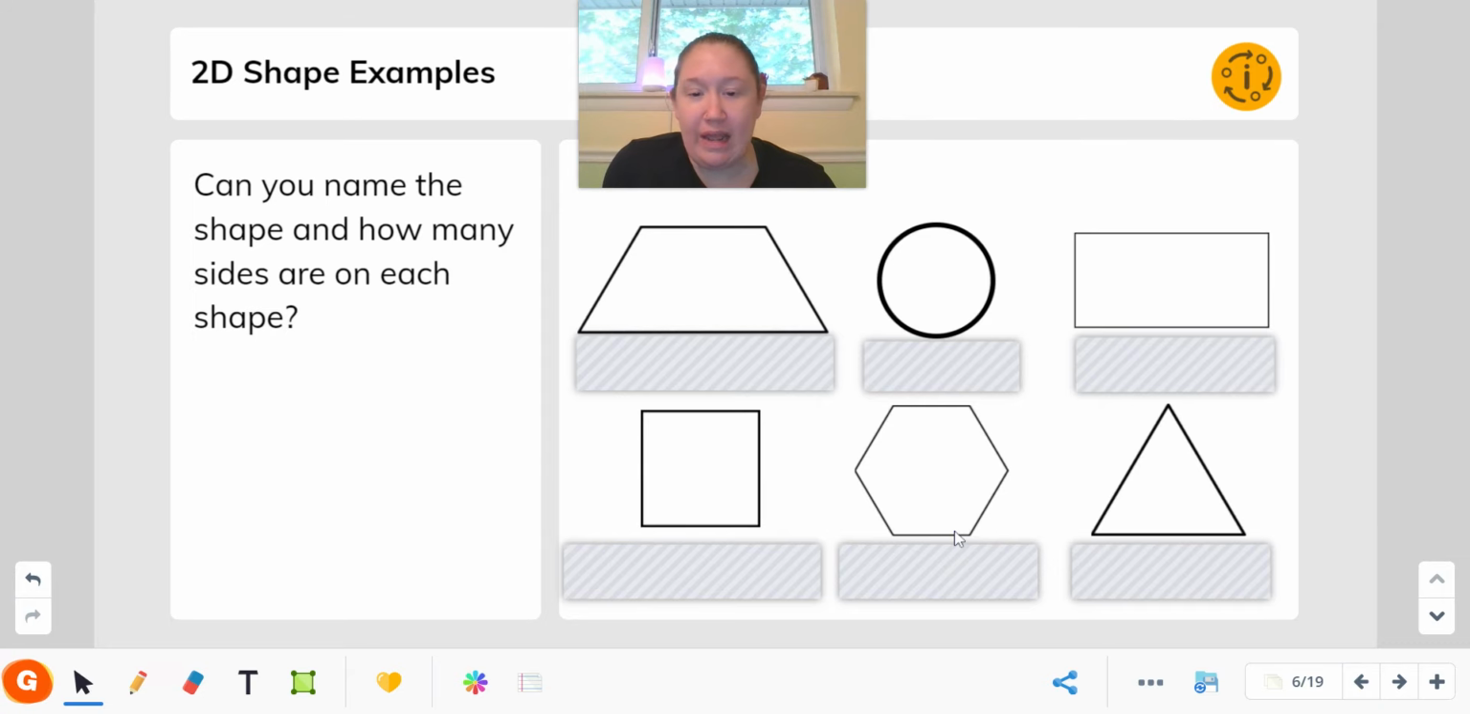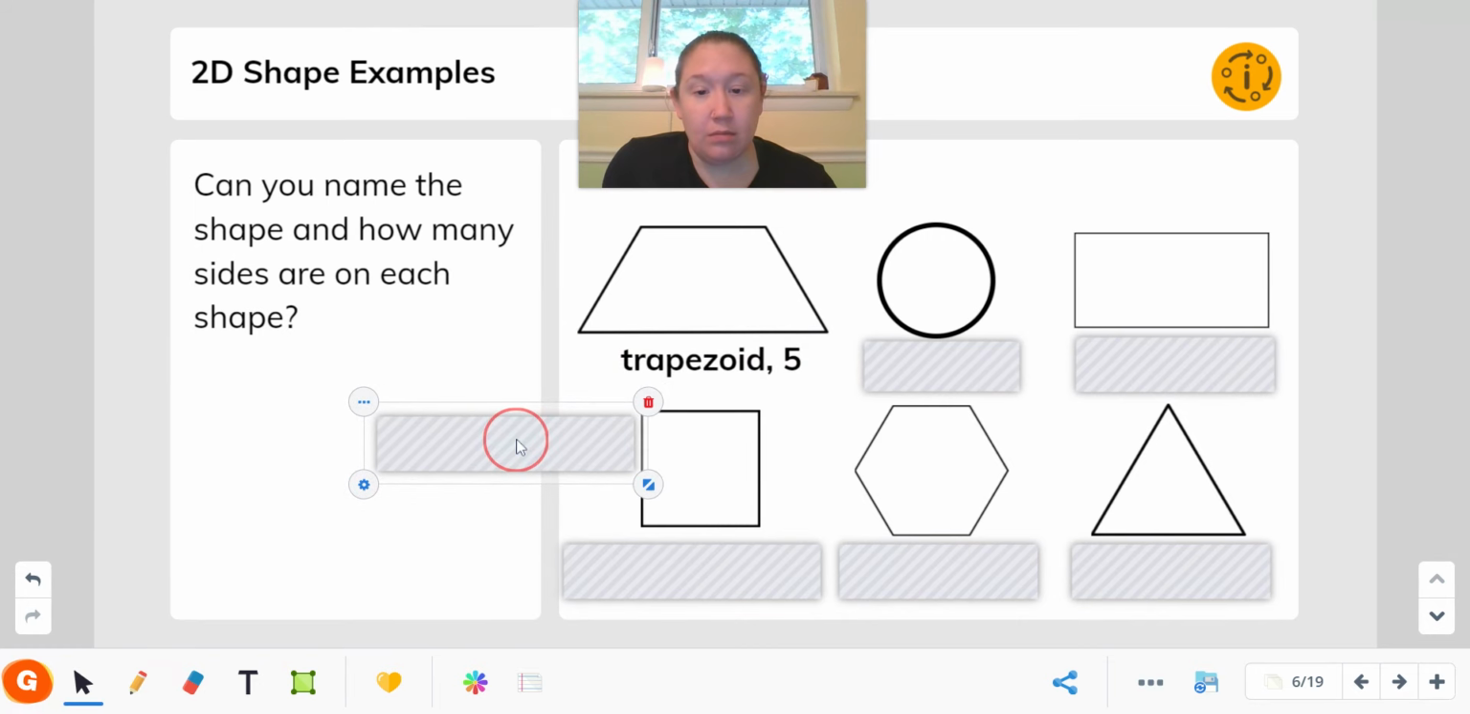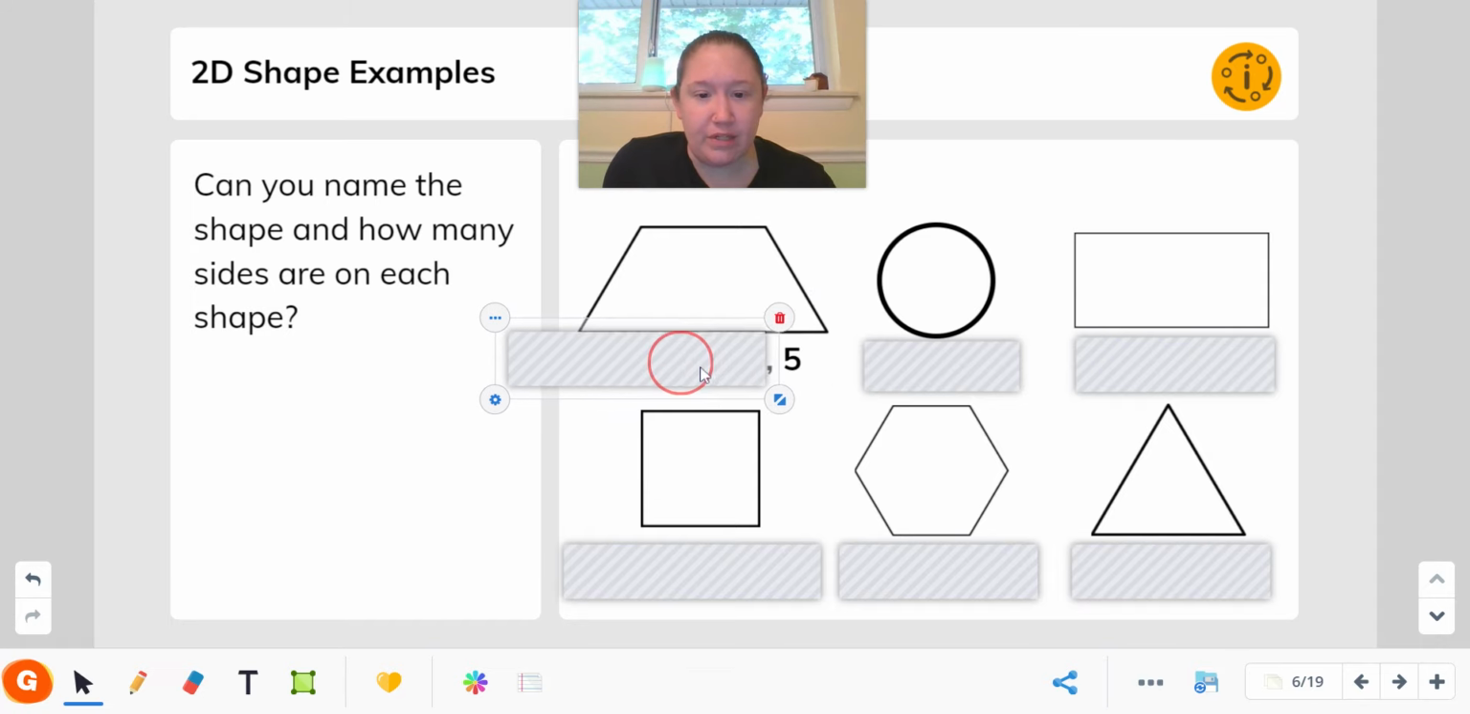All right, let's see if we can name the shapes and count the sides. These are all 2D shapes. Let's count the sides and see if that gives us a hint. 1, 2, 3, 4. 4 sides. Okay, I know that squares have 4 sides. I know that rectangles have 4 sides. And I also know that trapezoids have 4 sides. Hold on. 1, 2, 3, 4. All right, I thought I was losing my mind. The trapezoid has 4 sides.